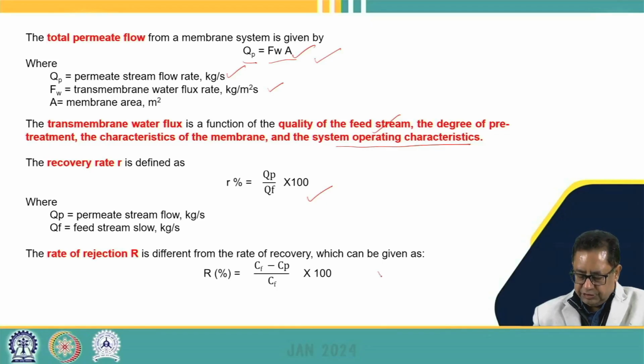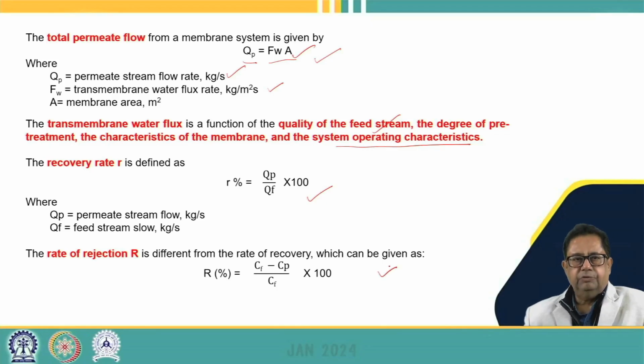Similarly, the rate of rejection that we are talking about here, for example, let's say we are talking about the dissolved solids present in the water. So the concentration of the dissolved solids in the feed water minus the concentration of dissolved solids in the permeate, divided by the concentration of the TDS in the feed water. That will give us the percentage rate of rejection, that is, how much percentage of this TDS is being rejected by the membrane, or how much percentage of a particular constituent is being rejected by the membrane. So that is called the rate of rejection.